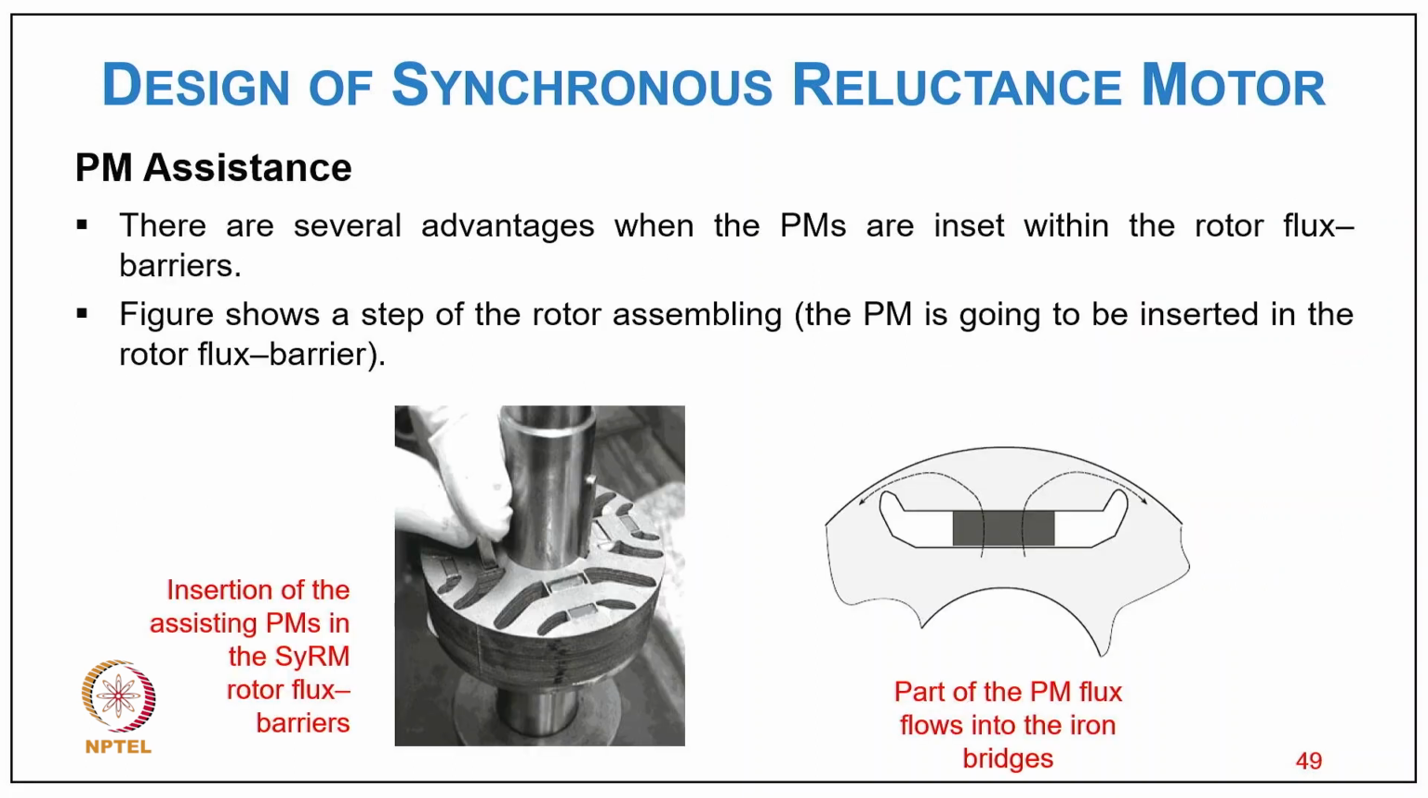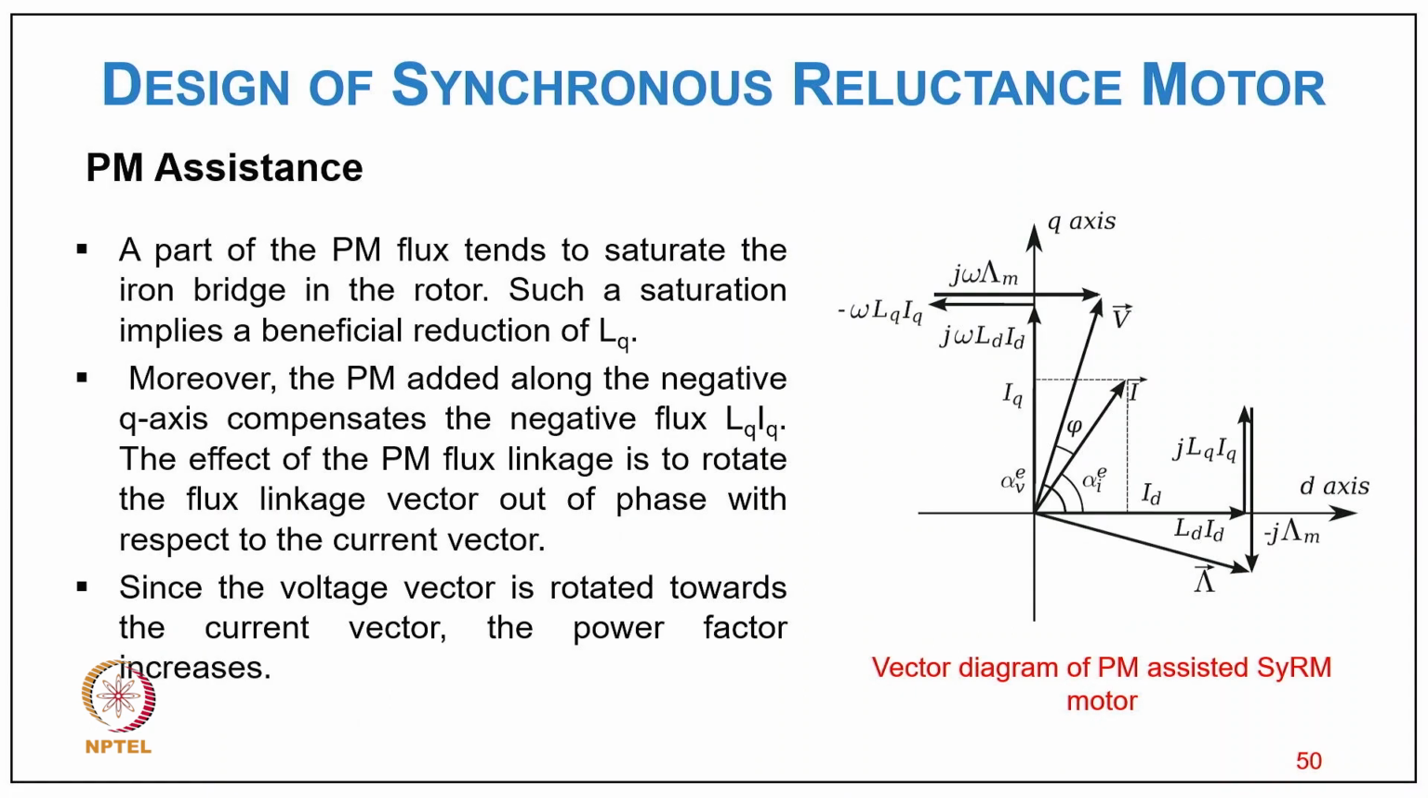Now PM systems, there are several advantages when PMs are inserted within the rotor flux barrier, and the figure shows the step of the rotor assembly where the PM is being inserted in the rotor flux barrier, as you can see in the photograph as well as in the typical layout. So inserting the assisting permanent magnets in the synchronous motor rotor flux barrier, and here part of the PM flux goes into the iron bridge.